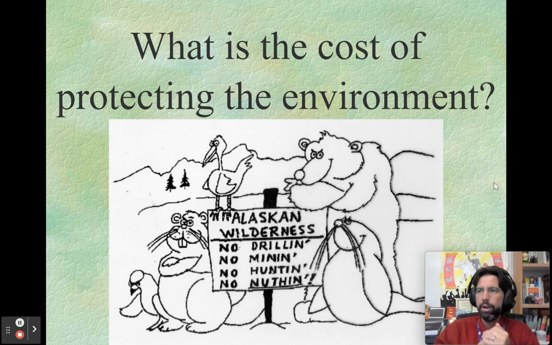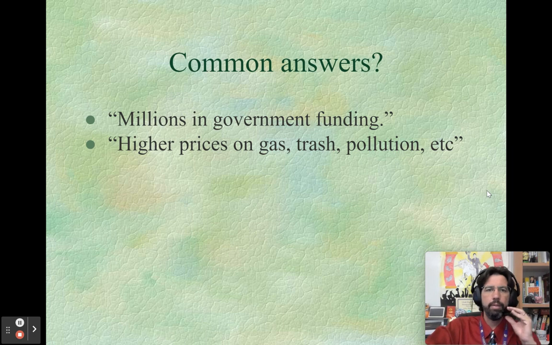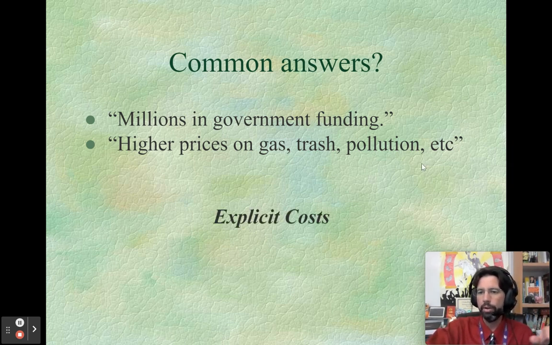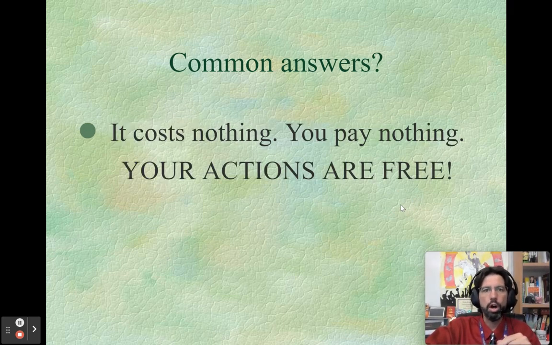Let's start with a very vague question. What is the cost of protecting the environment? You might get a variety of answers. Common answers are going to be things like, well, millions of dollars in government funding to deal with climate change for a variety of reasons. We may all have higher prices on gas or trash or pollution, that kind of thing. These are all types of costs, but they are pretty simple. They are known as explicit costs. We're not really looking for explicit costs here because, I mean, it's important, but it only gives you a very narrow scope of what the costs actually are.